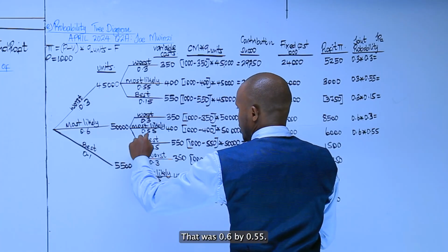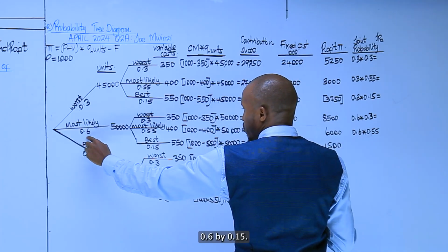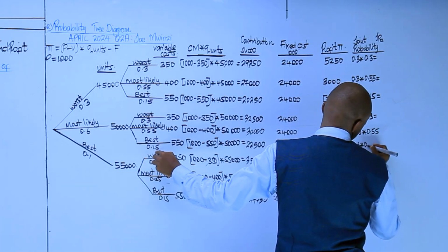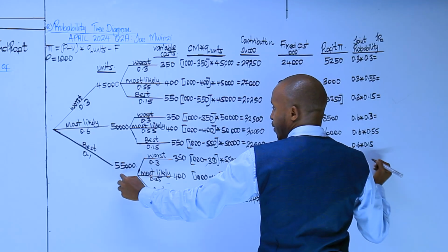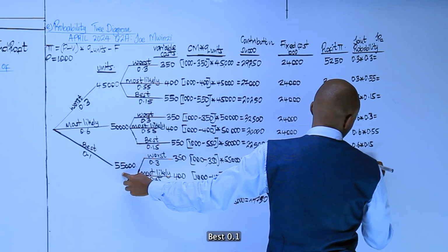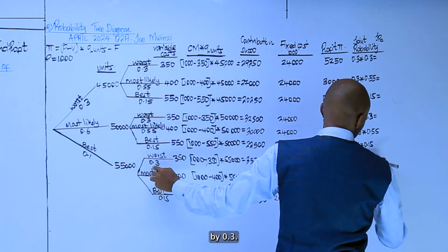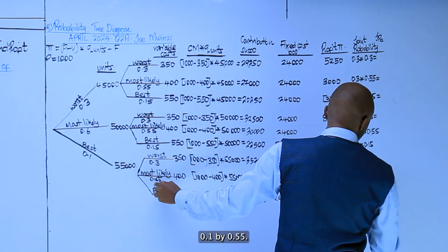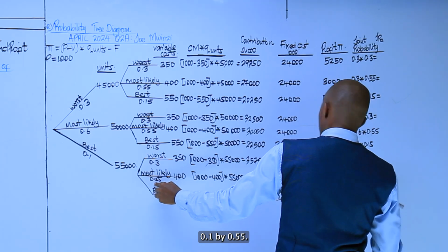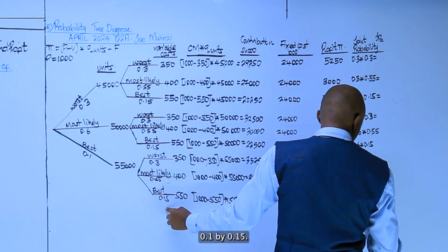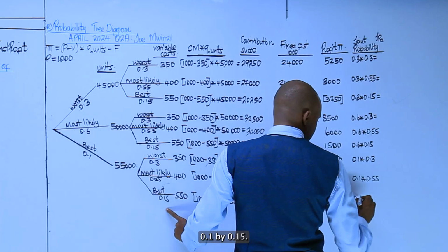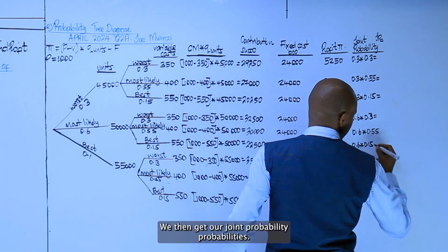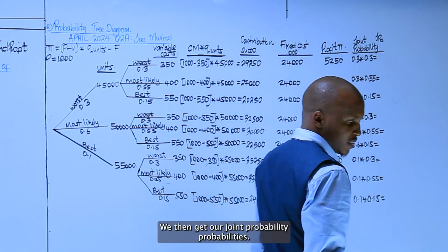That was 0.6 by 0.55. 0.6 by 0.15. Best 0.1 by 0.3. 0.1 by 0.5. 0.1 by 0.15. Sorry about that. We then get our joint probabilities now.